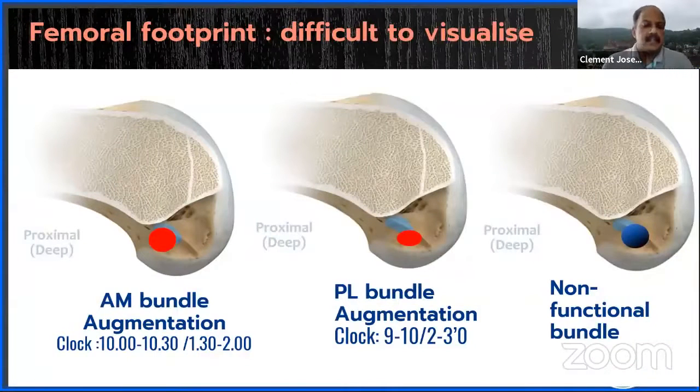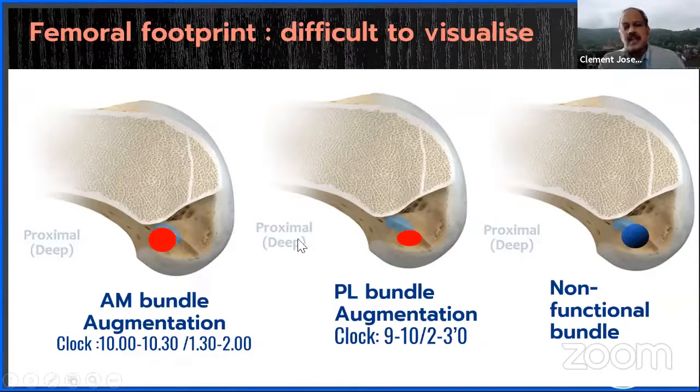And if there is an intact PL bundle, you may want to do an AM bundle augmentation. Here on the first picture, you can see this is where you may want to put your tunnel, which is in the location of the AM bundle footprint, just behind the resident's ridge. If you want to describe it in clock position, it would be around 10 to 10:30 position. On the left knee, it would be around 1:30 to 2 o'clock position.